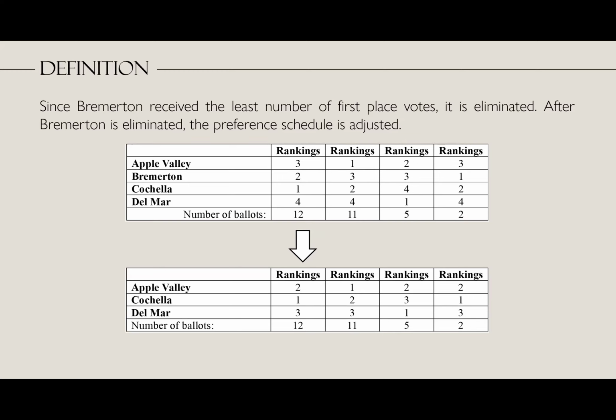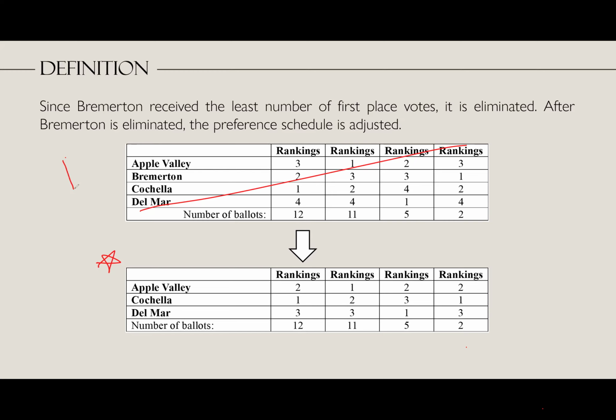Again, we eliminated Bremerton, and then we readjusted the schedule. That is our round 1 of elimination. And now we're going to repeat. This is our new table, and we're not worried about Bremerton anymore. Once again, we're going to count who has the most first place votes. So Apple Valley, I see a first place column, which correlates to, let's see if I can get this to work. I might be a little bit frozen. You'll have to give me a moment.